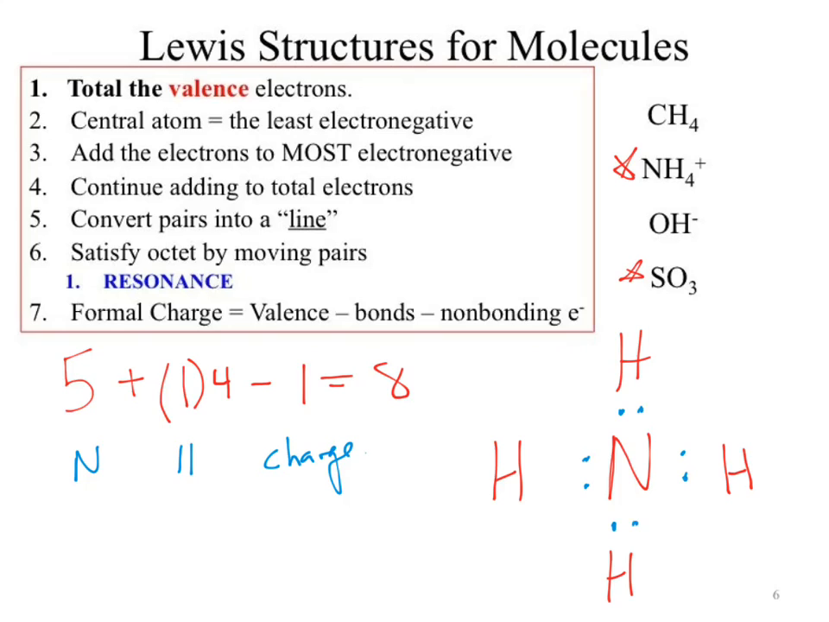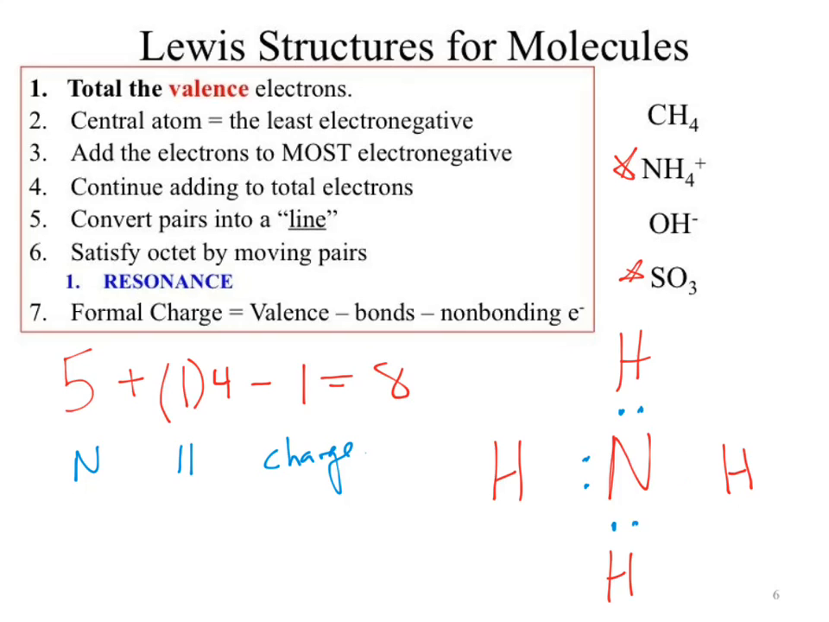Okay, we will continue to put electrons around our atom until we've reached its octet. What is nitrogen's octet? 8 electrons. Have we reached its octet? Yes. We now move on to our next step. Continue adding until we reach our total electrons. What was our total electrons? 8. How many have we added? 8. What does that mean? Next rule. Our next step. What's our next step?